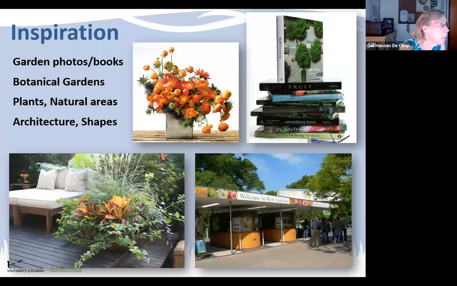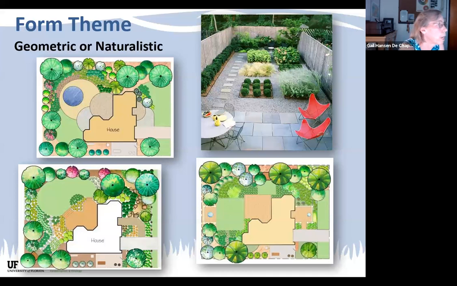You can just go out and look at your favorite plants, and maybe they might be an inspiration for what you want to do in your yard. Go for hikes in natural areas if you want to do a more natural looking landscape, and that will give you some ideas. Maybe your architecture will give you ideas, or a favorite shape that you have. So there's a lot of places to go for inspiration and think about what you might want to have in your landscape. So let's talk a little bit more in depth about some of the different themes. First of all, the form theme.